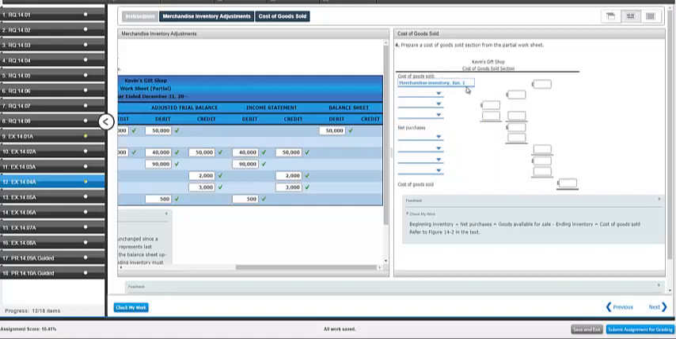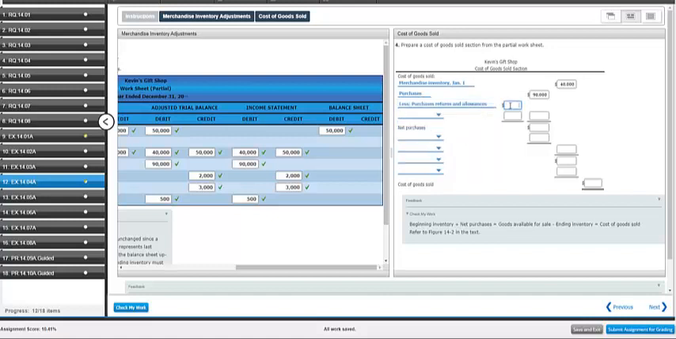Merchandise inventory January 1st will be your beginning inventory. If I come to my income statement, I see my beginning inventory balance is $40,000. Then I'm going to start with my purchases. Purchases is $90,000. Purchase returns and allowances was $2,000. Purchase discounts was $3,000. So we have to reduce our purchases by a total of $5,000. So our net purchases is $85,000.